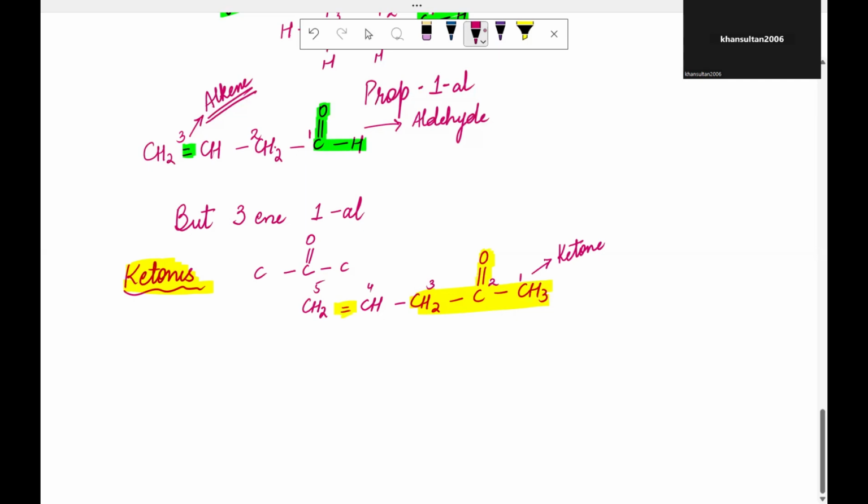So that would become pent. Then where does this double bond lie? The double bond is at 4. Pent-4-en-2-one. The suffix is basically one. Do we always write the double bond first? Yes, yes.